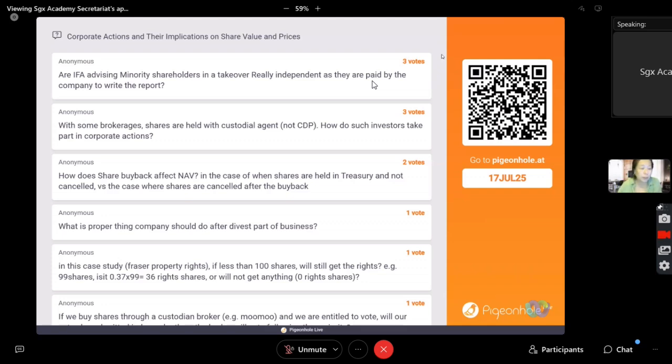So you have to then sell it in the odd lots market, and usually odd lots are at a discount anyway in Singapore. Okay. If we buy shares through a custodian, yeah, I think that question has already been answered.